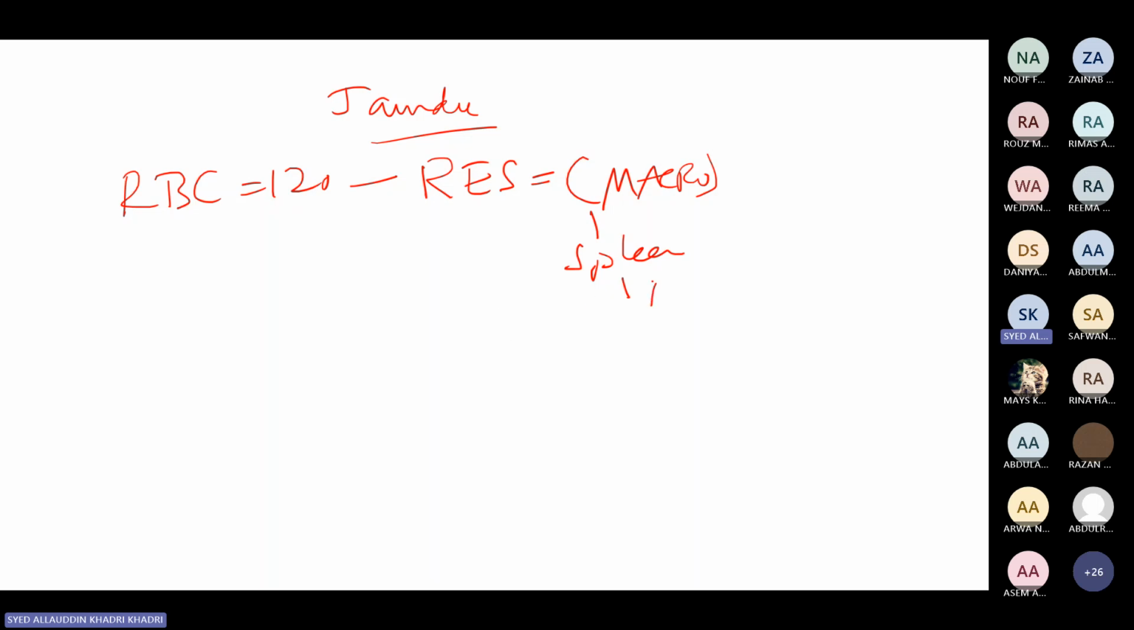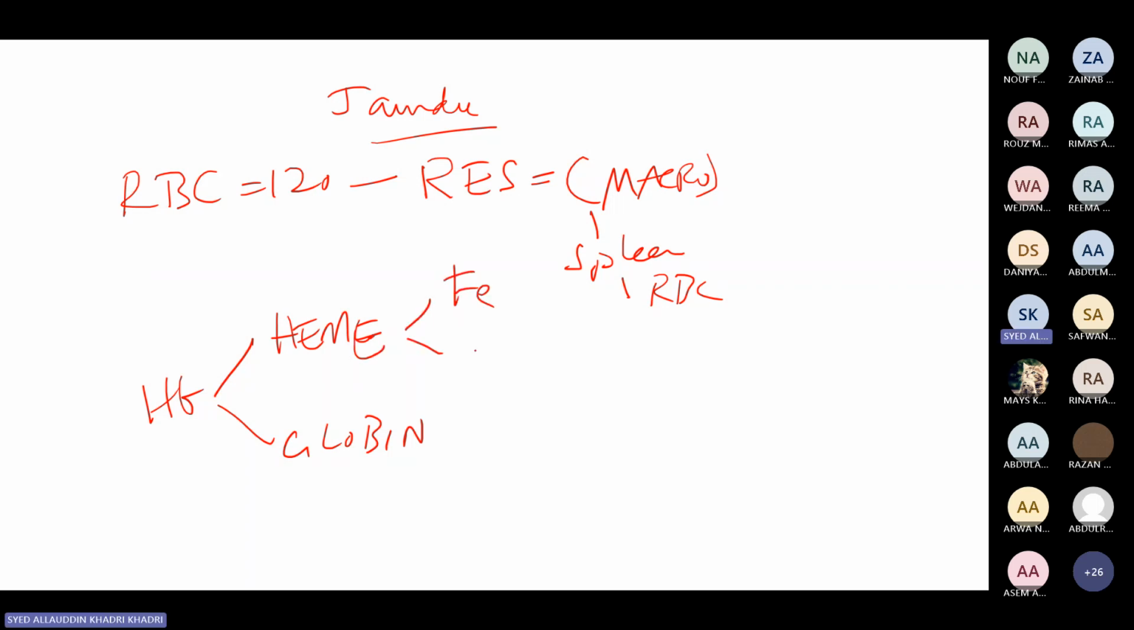Now, when the RBCs are being consumed, what is happening? The hemoglobin comes out. Hemoglobin contains heme and globin. You should know this, it is very important to understand. Heme contains the iron portion and the protoporphyrin. And globin is broken down to amino acids, and this is recycled. Nothing to worry about.